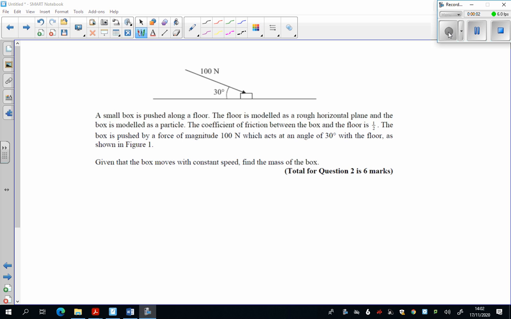Question 2 wasn't on the AS paper, but it was on the homework that you just did last week, so I thought it was a fair question. And what we wanted to see was a nice diagram to begin with. So I'd want to see the weight on here.